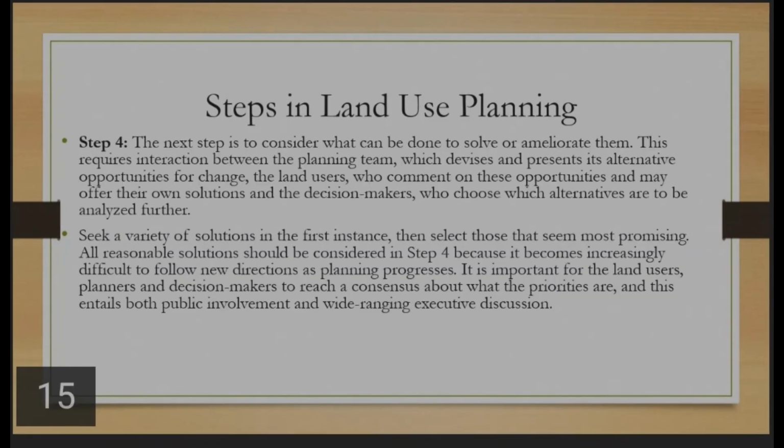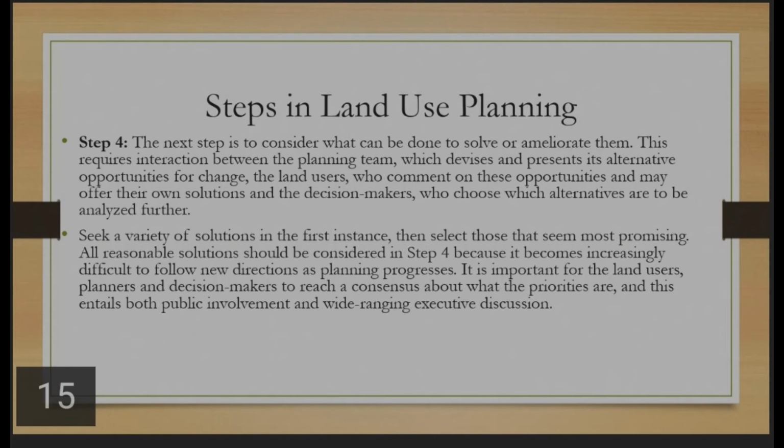Step 4. Identify opportunities for change. The next step is to consider what can be done to solve or ameliorate them. This requires interaction between the planning team, which devises and presents alternative opportunities for change, the land users who comment on these opportunities and may offer their own solutions, and the decision makers who choose which alternatives are to be analyzed further.